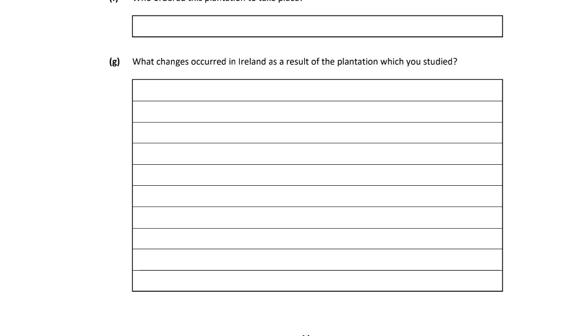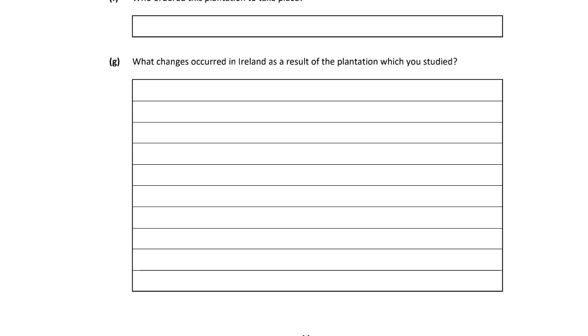Well, we could say new religion was brought to Ireland, the Protestant religion. We could say there's new towns built in Ireland, such as Belfast, Omagh, and Enniskillen. These towns had straight, wide streets. They had defensive walls called bonds. We could say that there was a big change in culture in Ireland. For example, the Irish language was replaced by the English language. Irish law, the Brehon law, was replaced by English common law.